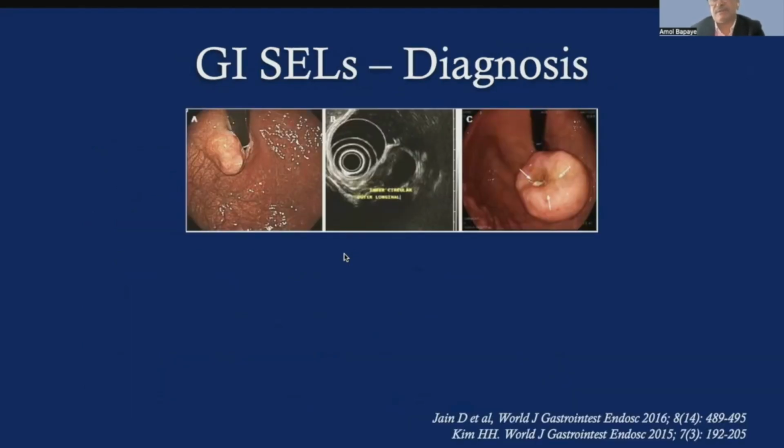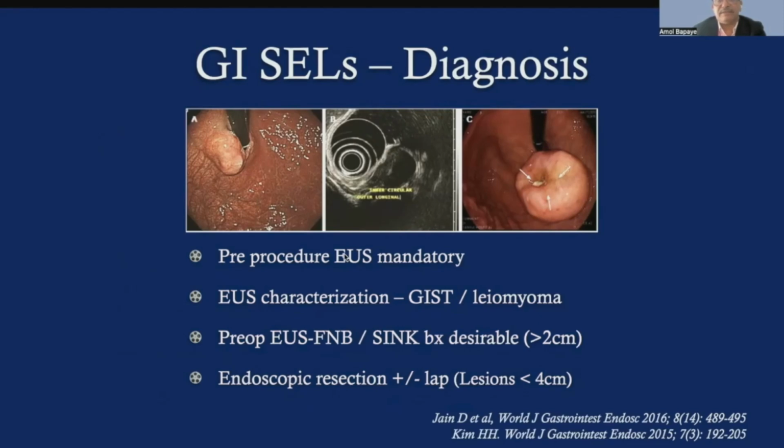The diagnosis of these lesions involves endoscopy as well as endoscopic ultrasound, because we need to characterize these lesions and differentiate between a GIST and a leiomyoma, sometimes along with biopsies, which can be EUS guided or incision biopsies. One caveat though: for tumors less than 2 centimeters, the yield of biopsy is pretty low, but for larger lesions, biopsy is definitely mandatory. And then resection of these tumors, which earlier used to be laparoscopic, is now more and more often being performed endoscopically. So let's see how these procedures can be performed.